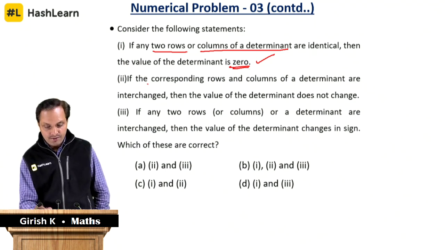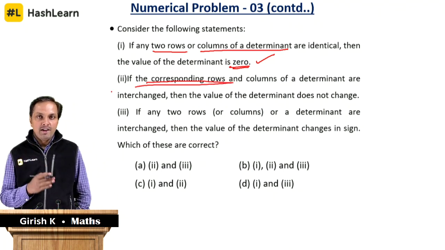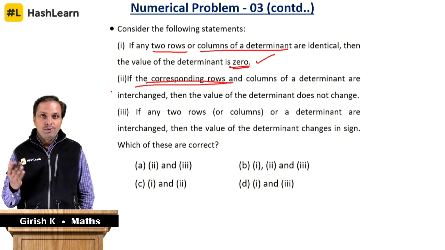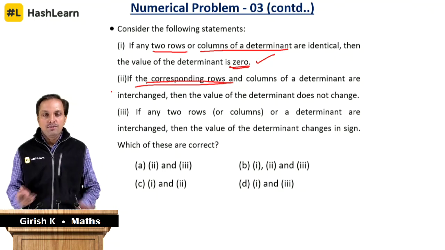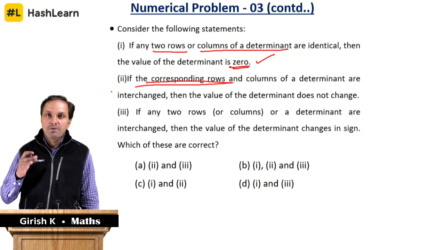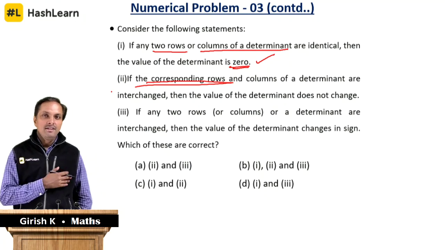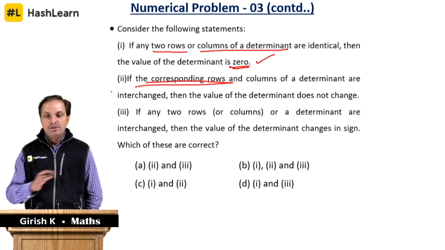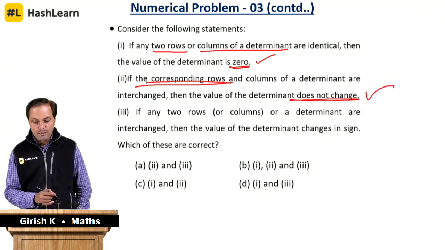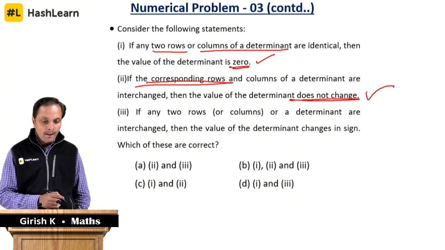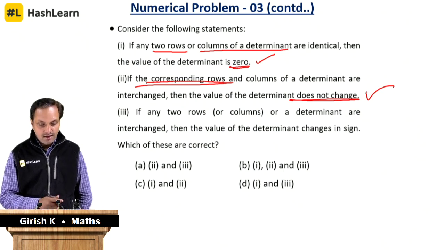What is the meaning of corresponding rows? Row 1 is changing to column 1, row 2 is changing to column 2, row 3 is changed to column 3. So all the rows and columns are interchanged. Row 1, row 2, row 3 you are making as C1, C2, C3, or C1, C2, C3 you are making as R1, R2, R3. There is no change in the value of the determinant. That is a true statement which we have learnt in the basics of properties of determinants. So number 1 is true, number 2 is also true. Let us come to the third one.